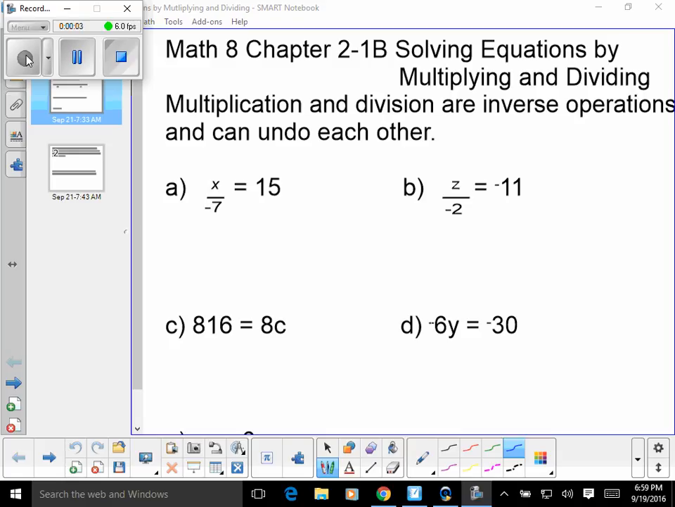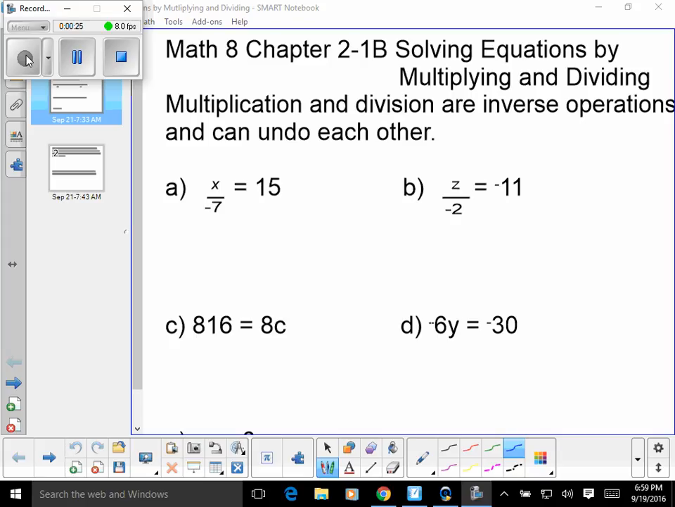This will be lesson chapter 2-1b, solving equations by multiplying and dividing. Just a reminder that multiplication and division are inverse operations, and we say that they can undo each other. If we look at example A, you'll note that this is a division equation.